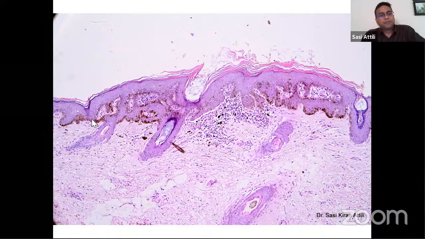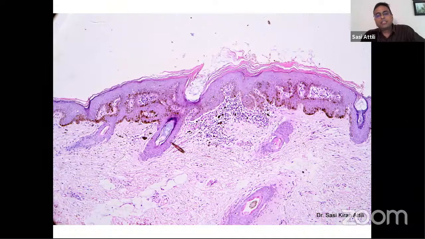Look at the epidermis here. There is a sharp cutoff. Here the basal cell does not appear pigmented. Here it appears quite markedly pigmented. Slight elongation of the rete ridges. Not much atypia, no parakeratosis, slight acanthosis. This is a case of solar lentigo with associated lichenoid change.